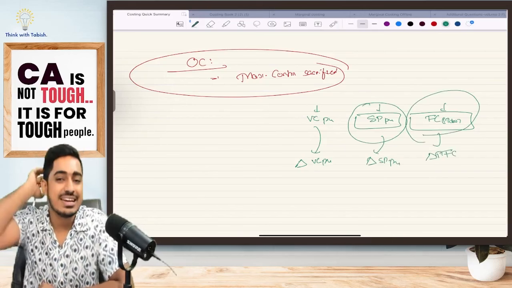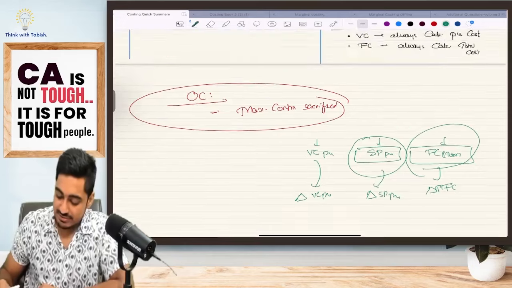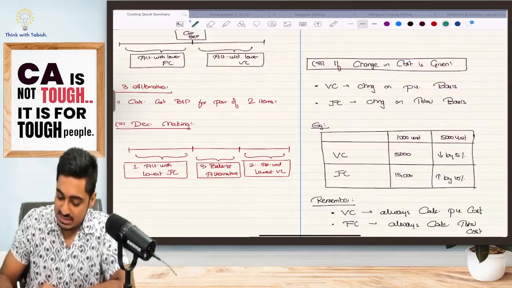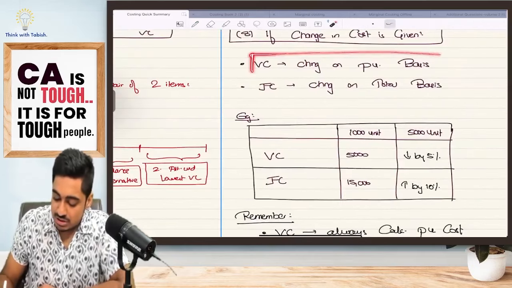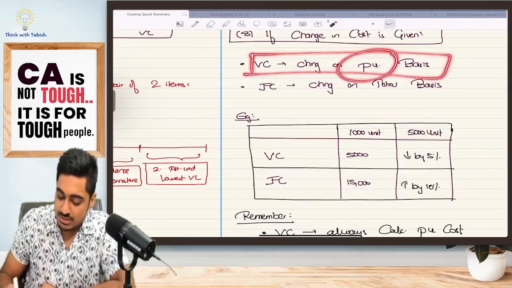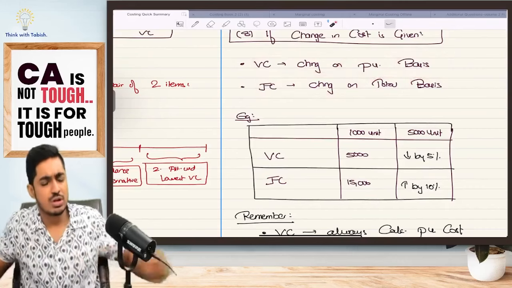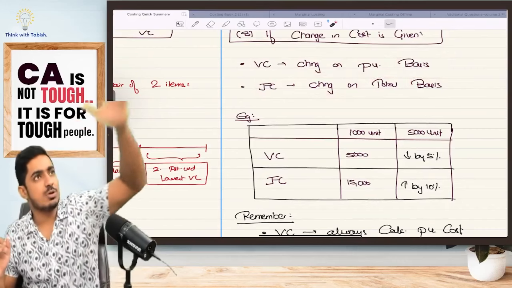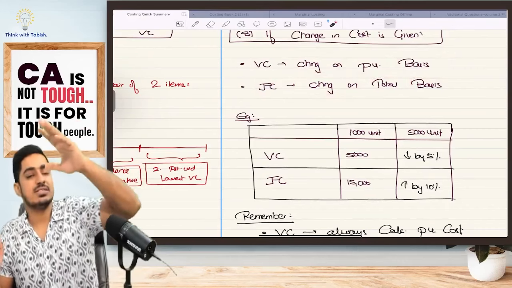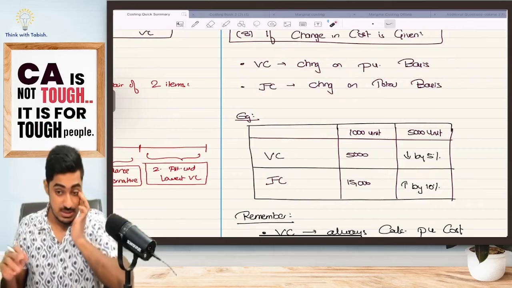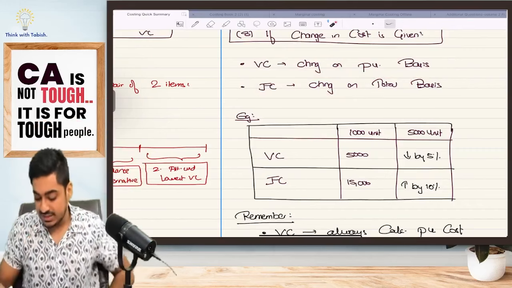Sir, we did not understand anything you are telling, sir. Don't worry, I have an example for you. Pay attention, this is a simple principle. A variable cost change I should always show on a per unit basis. Fixed cost, everything I should show on a total basis. Throughout costing, remember, wherever you see variable cost, I will show per unit; wherever I see fixed cost, total basis.